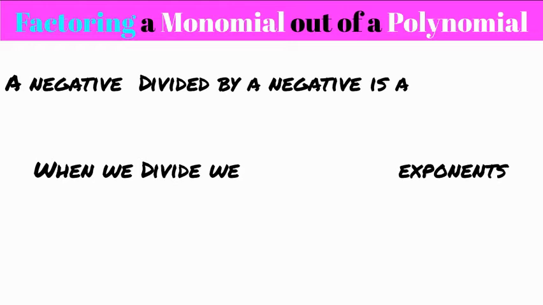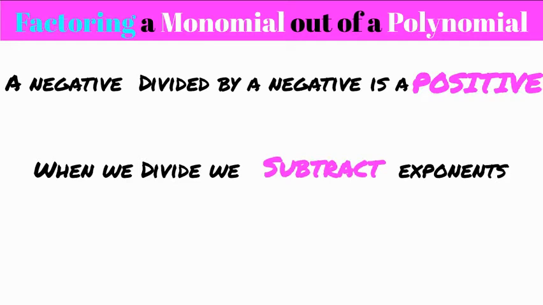Before we get to an example, though, we need to remember a couple things about division. First of all, a negative divided by a negative is a positive. If we only see one negative and one positive, then the division will result in a negative quotient. Also, when we divide and we have common bases, like x to the 7th over x to the 4th, we subtract the exponents and we'd get x to the 7 minus 4, or x cubed.